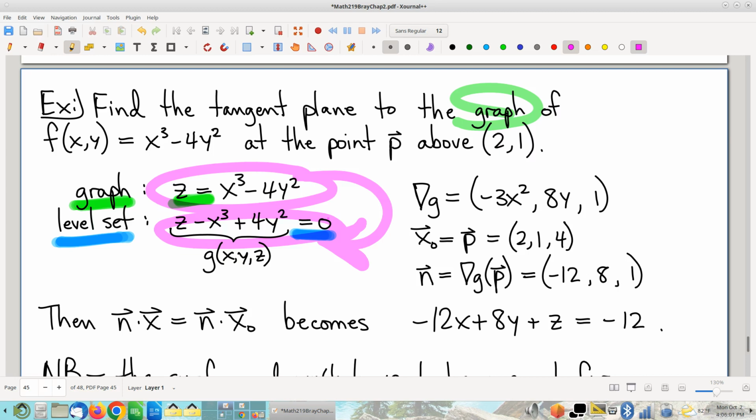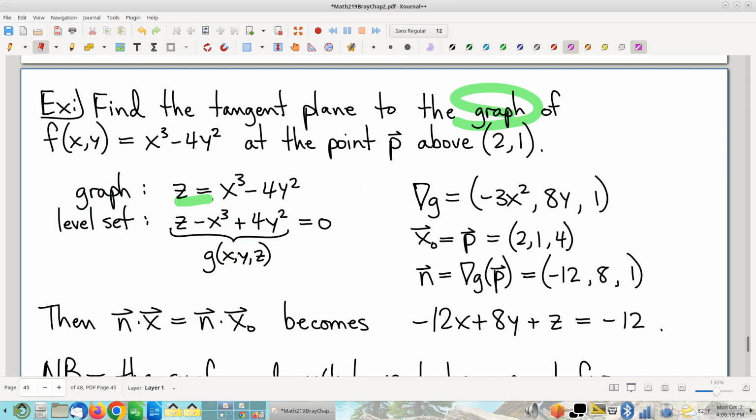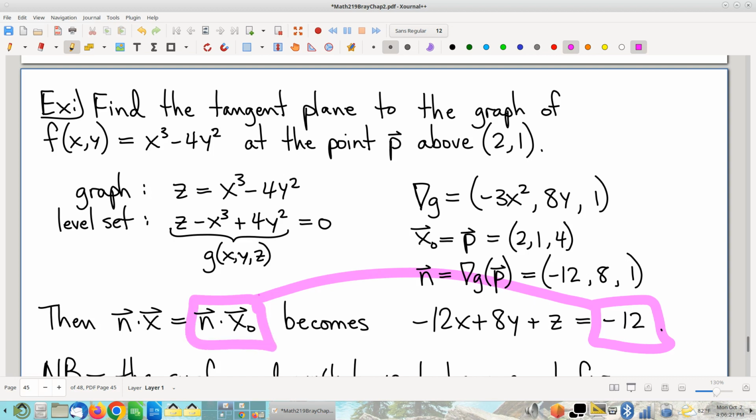Yeah, go ahead. So, right at the bottom where it says normal times x equals normal times x naught, it becomes this. How did we get that negative 12 on the right side? So this negative 12 comes from this dot product. We use the gradient as the normal vector. And then the only other thing that we need is an x naught. We need to have a point on this surface that we know is on the tangent plane, and we're just going to use the point that we were given.